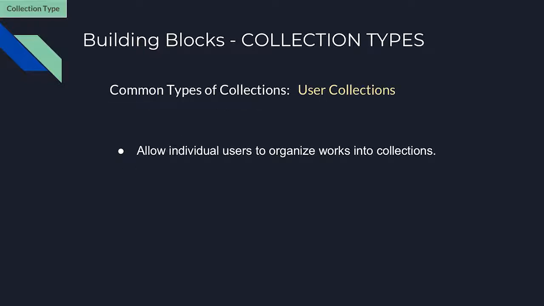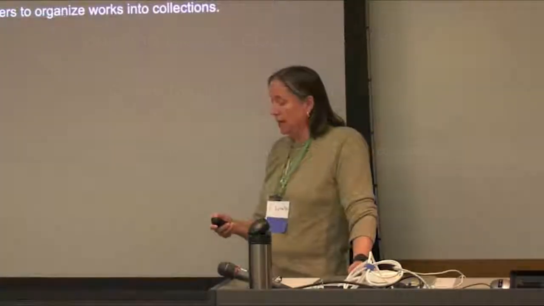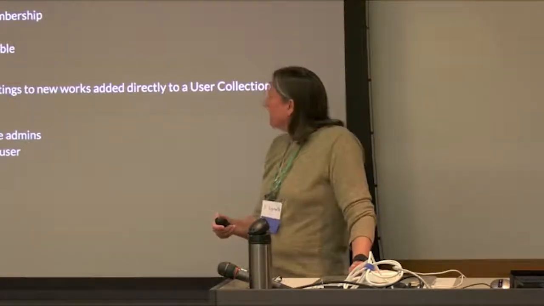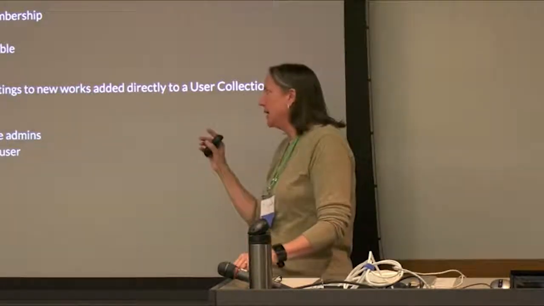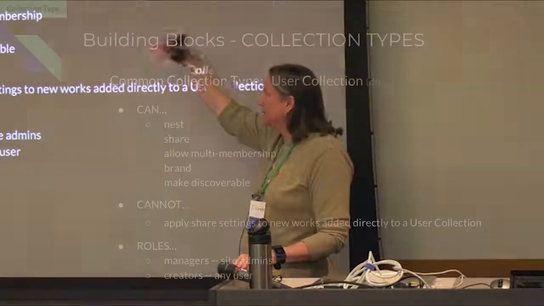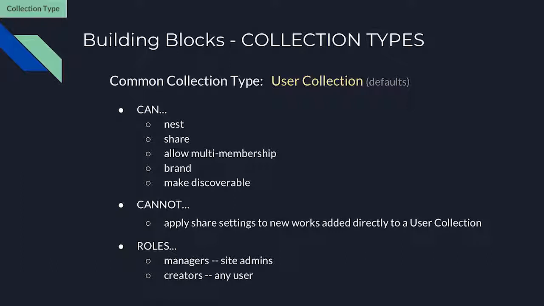So user collections already existed previously, and this is really designed for users to organize their own work. It's not for any kind of organizational process. They can nest, they can share, they can allow multiple membership, they can brand, and they can make them discoverable. Of that set of things they can do, there are two things that they couldn't do before 2.1, and that's nesting and branding.